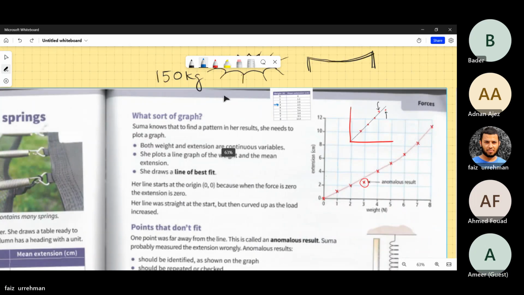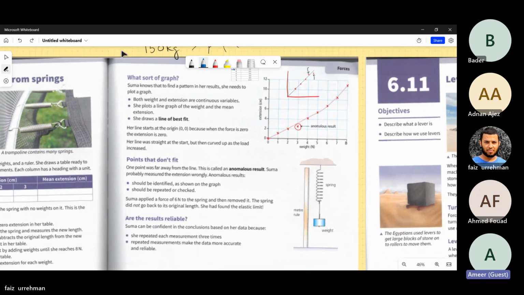You know, Mr. Soma is a Syrian football player.